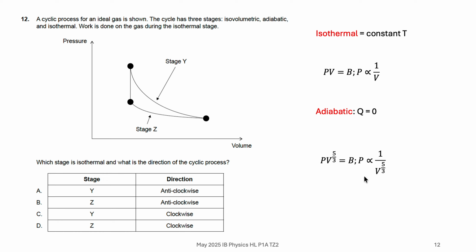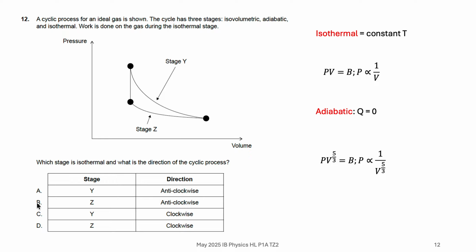You notice here we've got V to the 5 over 3. This is going to give us a steeper decrease. In other words, if I increase V, P is going to decrease by more because of this power going to the 5 over 3. So stage Y is going to be my adiabatic stage because we've got a greater decrease in the pressure for the same change in that volume. What that means is stage Z is isothermal because we've got a lower curve and that goes with our 1 over V dependence.